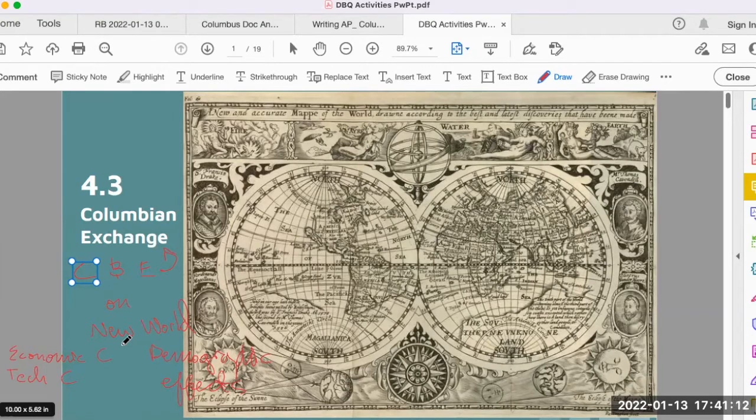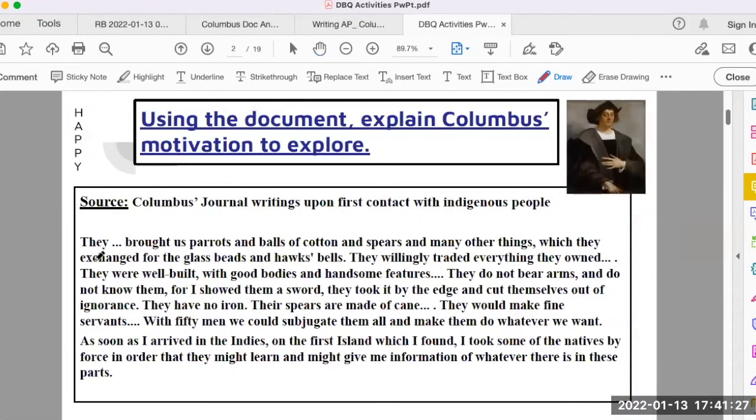Okay, so looking at the HIP or the HAPPY point, we need to do either historical context, audience, purpose, or point of view for that document. So looking back at the document, the very first thing that we always do is we're going to look at the source, the citation for this document. That tells us who's writing it and essentially a summary of what it is about. You can't just repeat the source or quote the source line for any of the points in the DBQ.